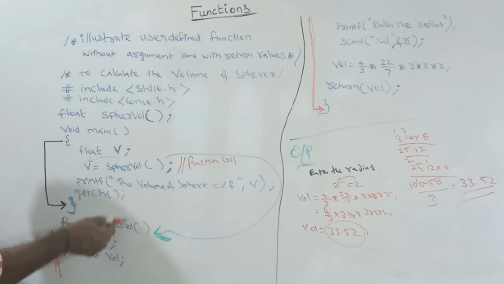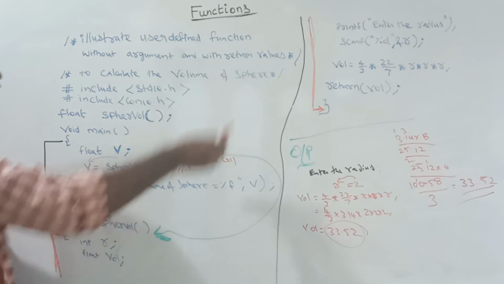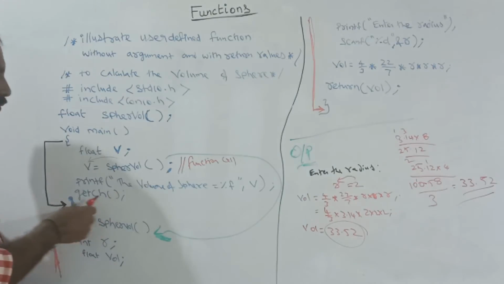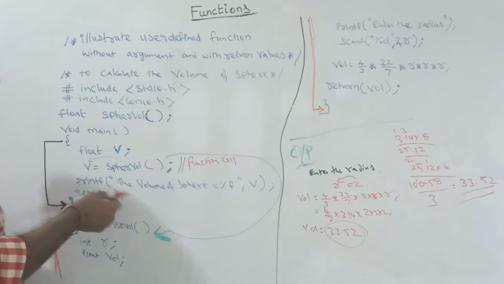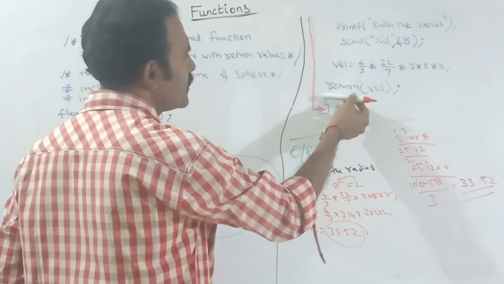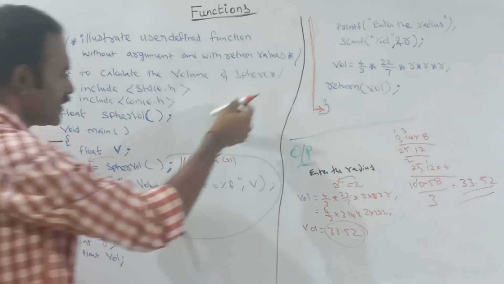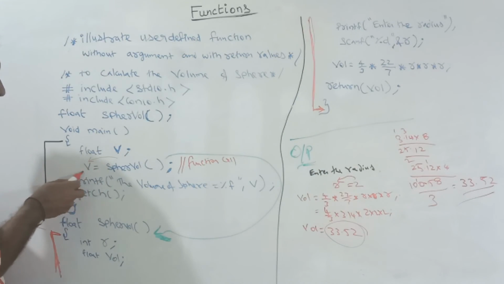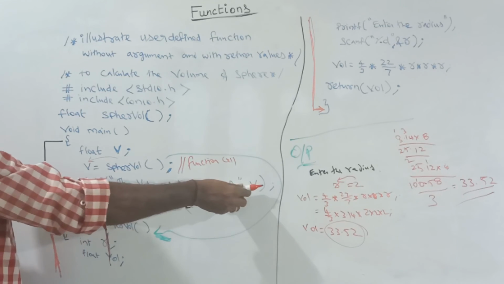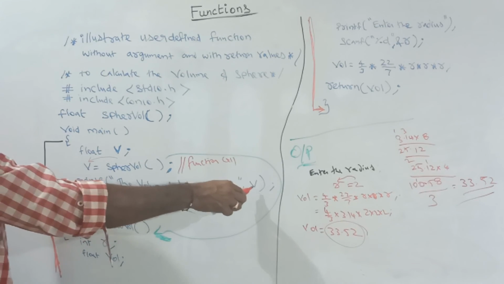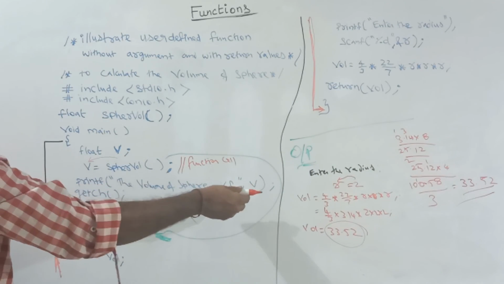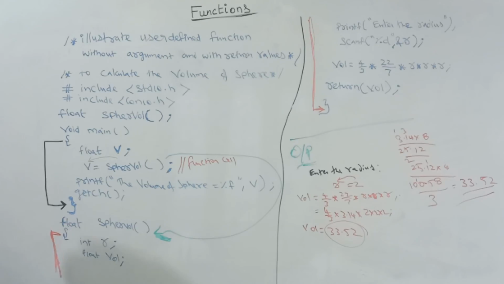After completely executing the function definition, it will go back to the main part. Here, after we have completed the calculation, it returns the value. That return value will be stored in V. Next I am telling it to print "the volume of the sphere is equal to" V. What is the V value? That result, 33.52, will be displayed here.